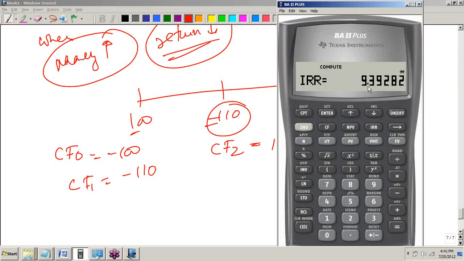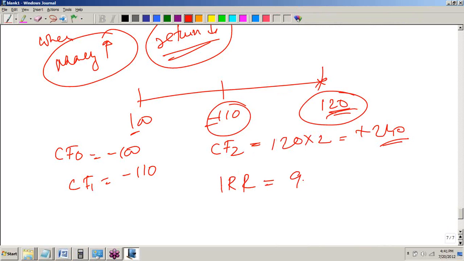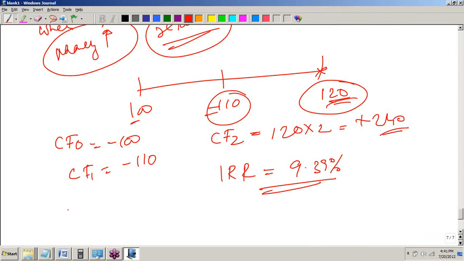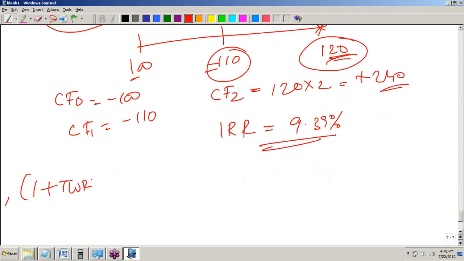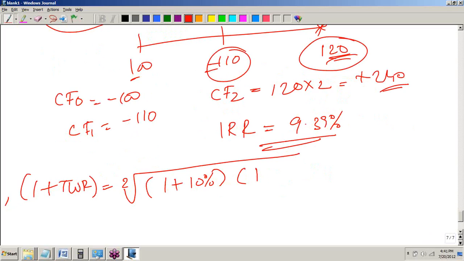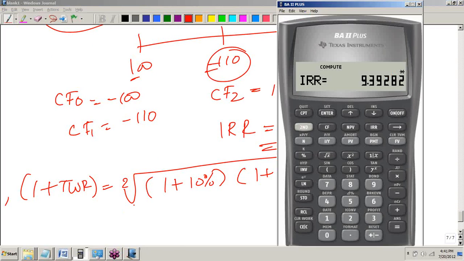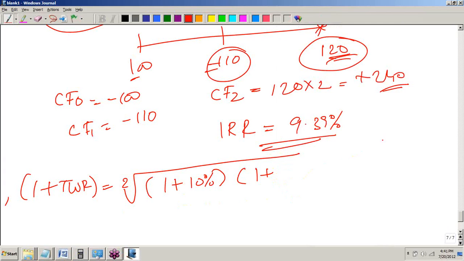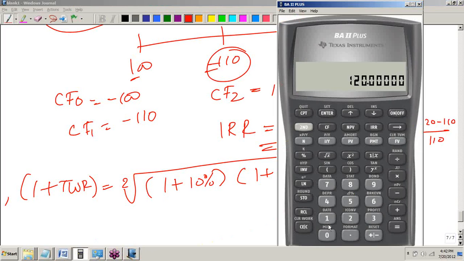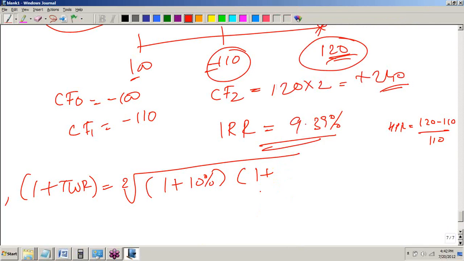Compute the IRR. It comes as 9.39%. If I compute the time weighted return, 1 plus time weighted return is equal to the square root of 1 plus the first year 10%, then the second HPR. So what is the second HPR? We have to compute the HPR. P1 is 120, so HPR will be 120 minus 110 divided by 110. It is 9.09%.